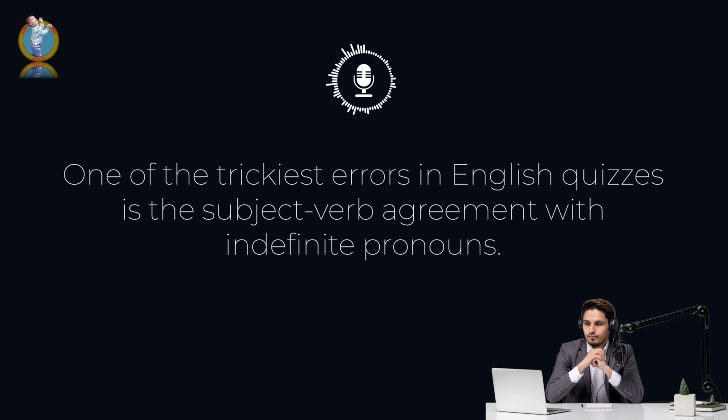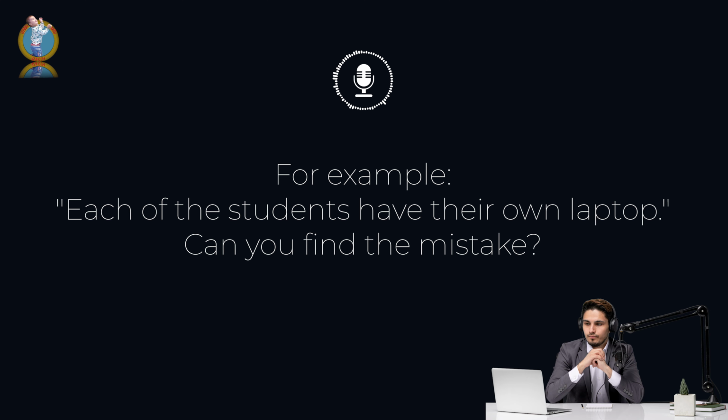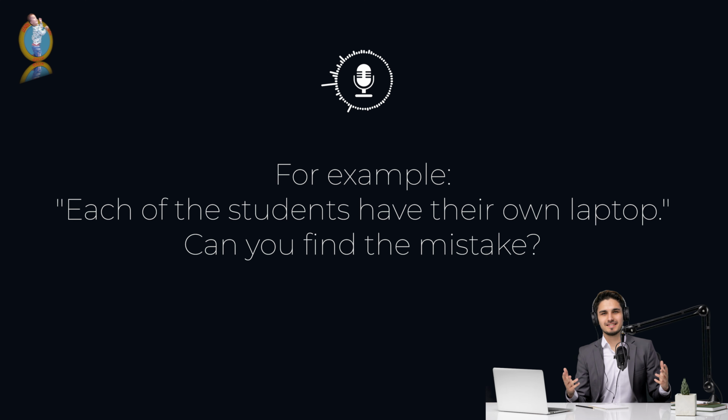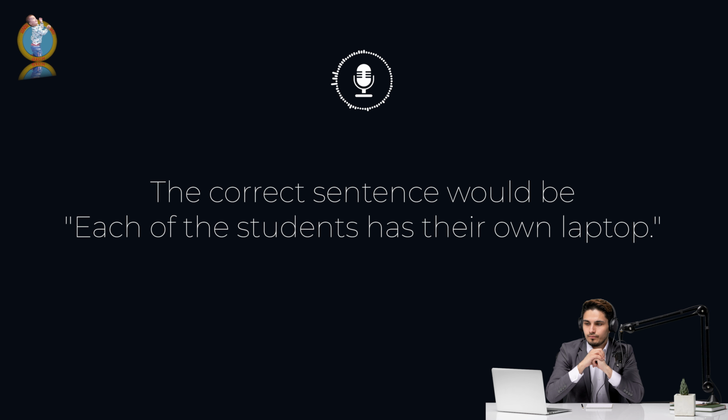One of the trickiest errors in English quizzes is the subject-verb agreement with indefinite pronouns. For example, each of the students have their own laptop. Can you find the mistake? The error is that the verb have should be in the singular form has because the subject each of the students is singular. The correct sentence would be, each of the students has their own laptop.